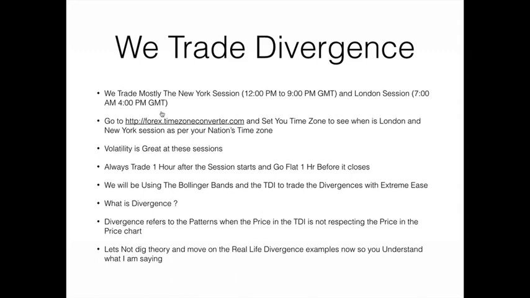What you have to do is go to forex.timezoneconverter.com and select the time zone of whatever country you are in. So let's say you are in the Netherlands, just select the time zone of the Netherlands and it will adjust as per your nation, and you can see when the New York session or the London session is going to be in the Netherlands or wherever you are. So that is the time sessions which we will be trading.